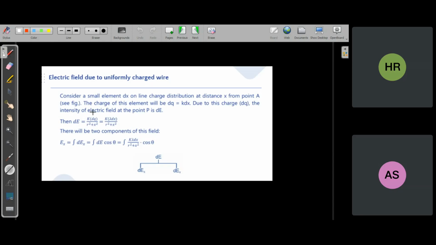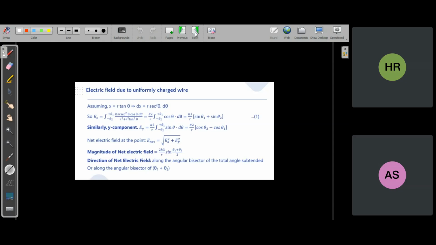And then again, same thing, you will find the electric field because of that element, which is kq by distance square. And then again, you will integrate both the components. First, they have integrated the cos component, and again, you will integrate the sine component. And then the net electric field will be the vector addition of these two, right? Mathematics. You need to do it.